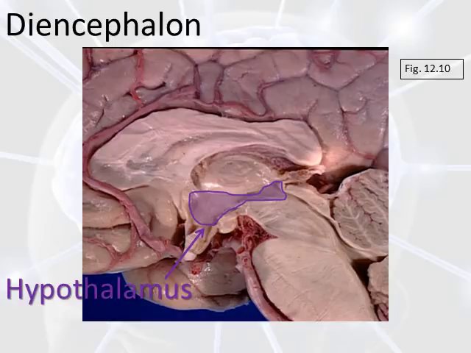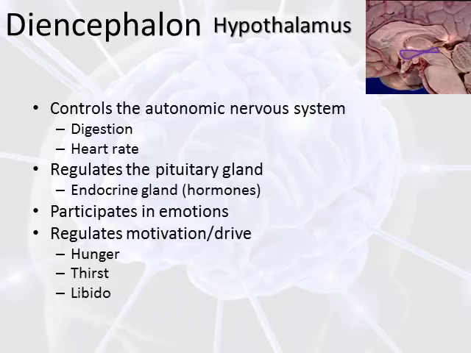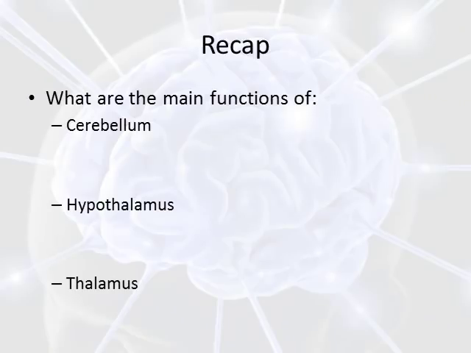Okay, then here shows the hypothalamus. The main job of the hypothalamus, the one that is most famous, is controlling the autonomic nervous system. So this controls things like digestion, heart rate, also regulates the pituitary gland, which we're going to talk a lot about next semester when we talk about the endocrine system. It is somewhat important for emotions, and also regulates motivation and drive. So that includes things like hunger, thirst, and libido, which is just the scientific term for sex drive. So all of these things are regulated by the hypothalamus. Okay, and you guys can do this recap if you'd like.